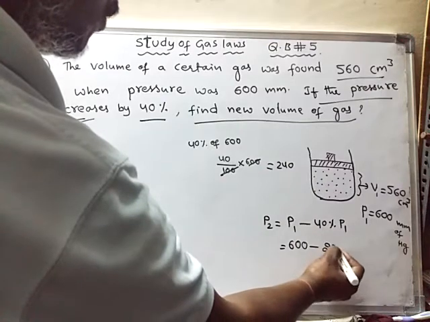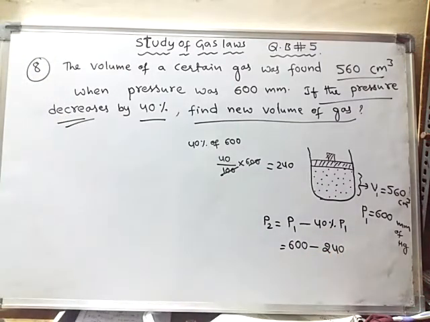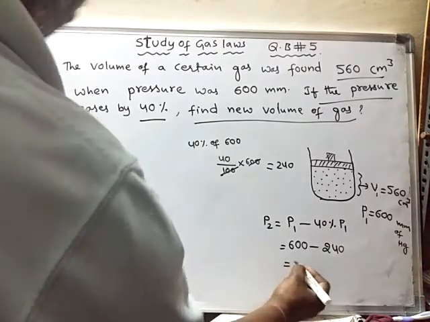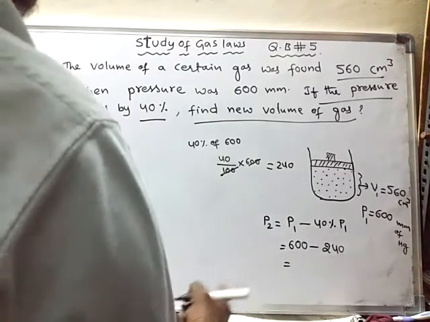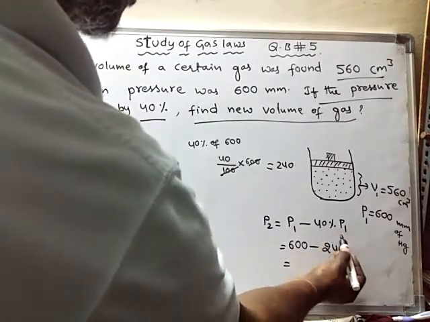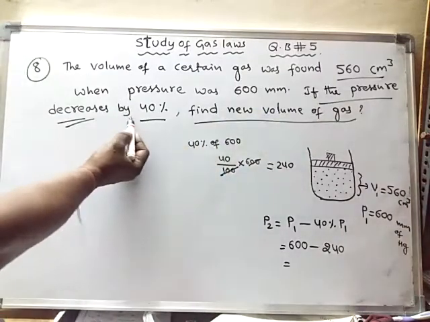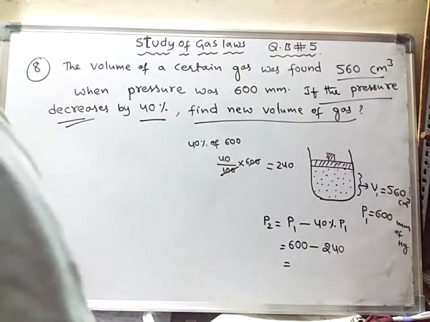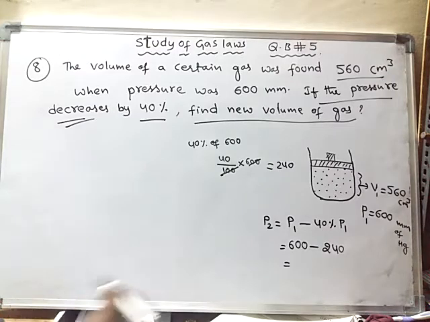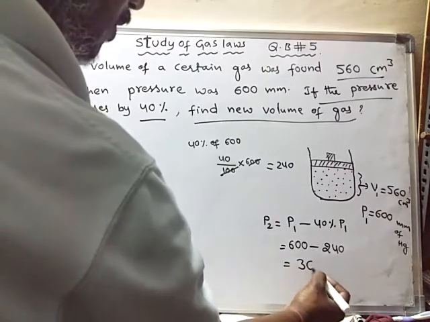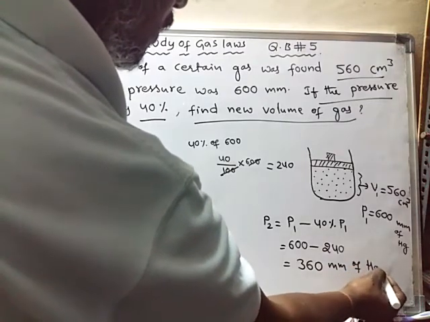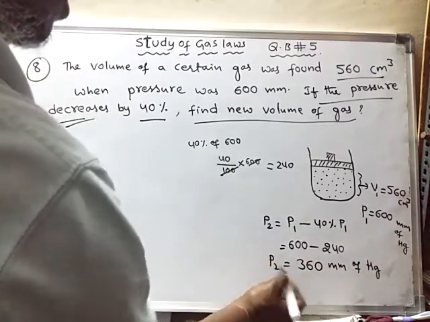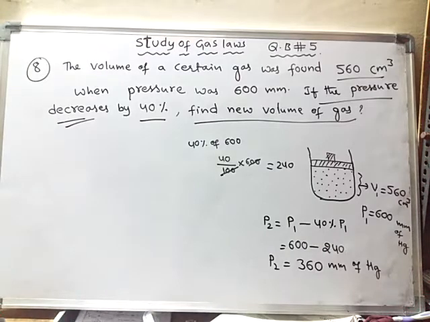So we have to subtract 240 millimeters of mercury from 600 millimeters of mercury, because 40% of pressure is decreased from the initial pressure. So what will be left over? It will be 360 millimeters of mercury. So the new pressure will be 360 millimeters of mercury.